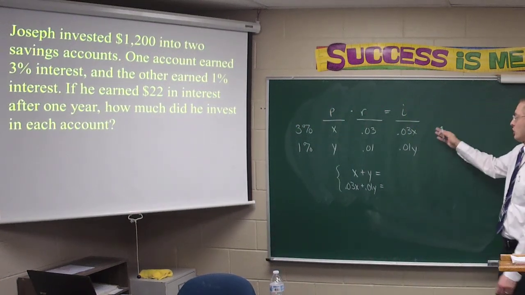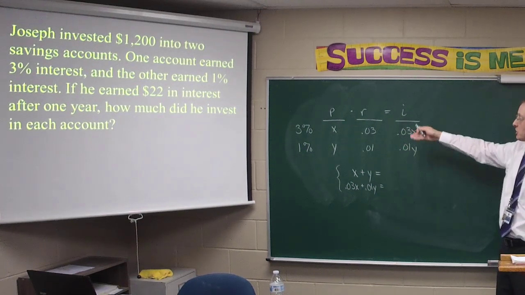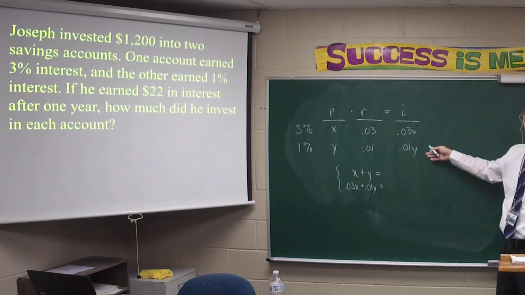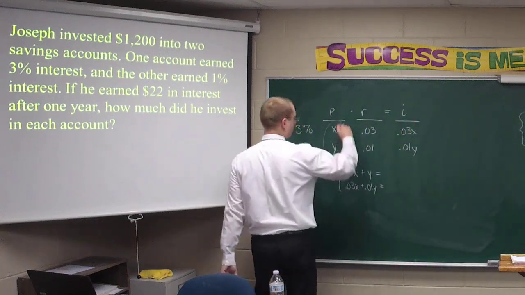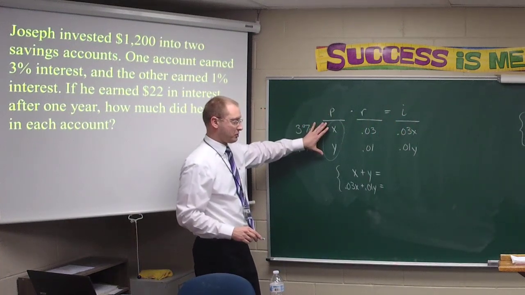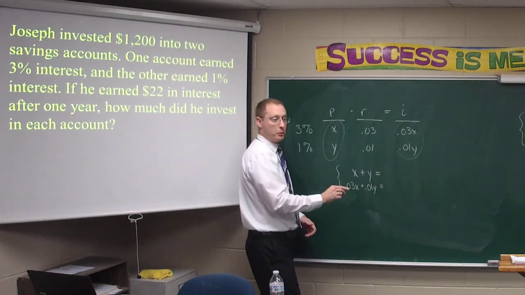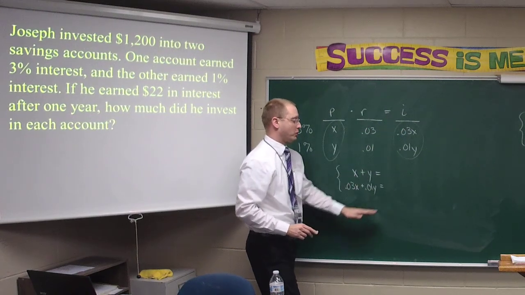How many had the chart correct? Your principal was x and y, because we don't know either of them. Your rates were 0.03 and 0.01, and so the interest earned in 1 year was 0.03x and 0.01y. Here's the deal. You're going to take your principal and add it all together to get total principal. X plus y equals something. You're going to take your interest, and add 0.03x and 0.01y to equal your total interest.